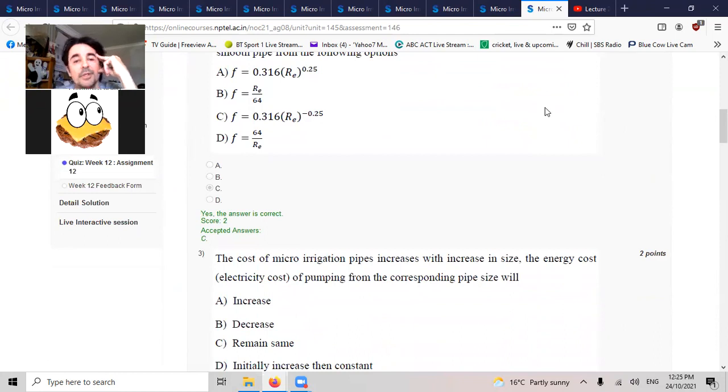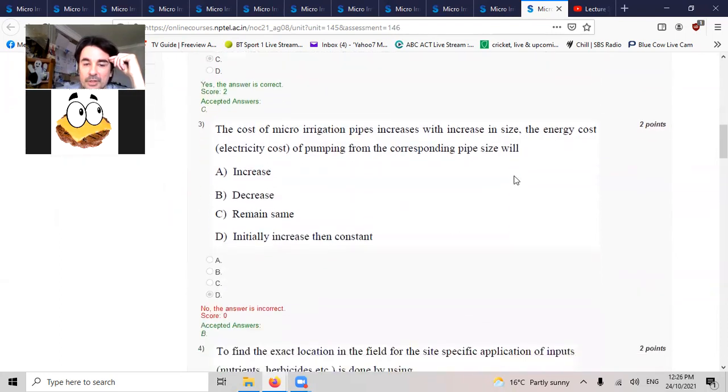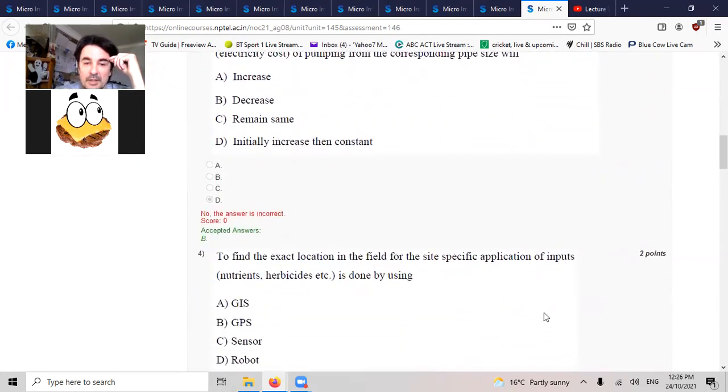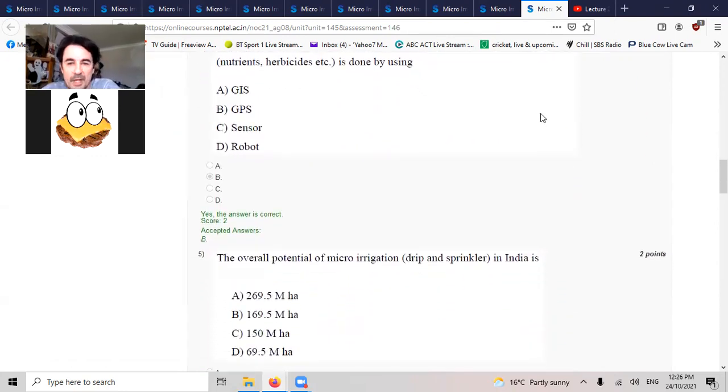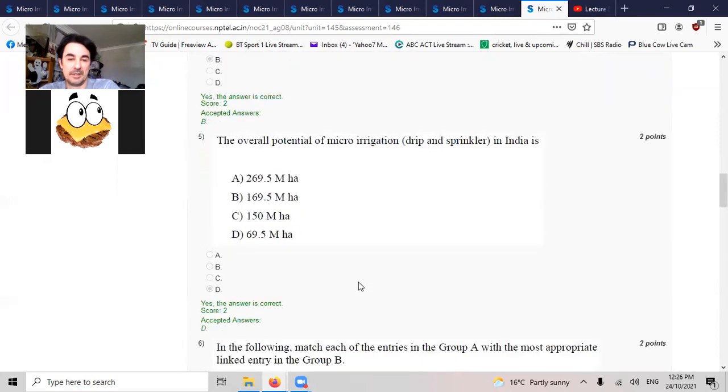Cost of micro irrigation pipes increases with the increase in size, the energy cost, electricity cost, pumping it, the corresponding pipe should go down. That's the general electricity cost. Right, so it says defining exact location in the field is done by using a GIS, sensor or robot or GPS. The overall potential of micro irrigation in India is 69, sorry.